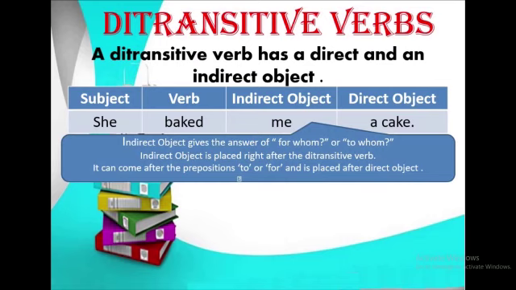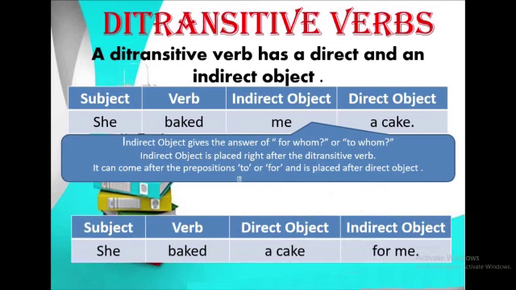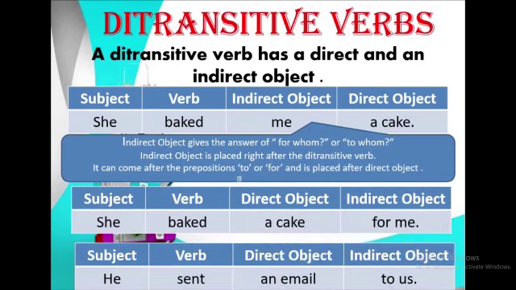It can also come after the prepositions to or for and can be placed after the direct object. For example, here we can see two more examples. She baked a cake for me. Now, the indirect object is coming after the direct object and there is the preposition for. He sent an email to us. Again, to us. After to, there is us, that is the indirect object. It is coming after the direct object.